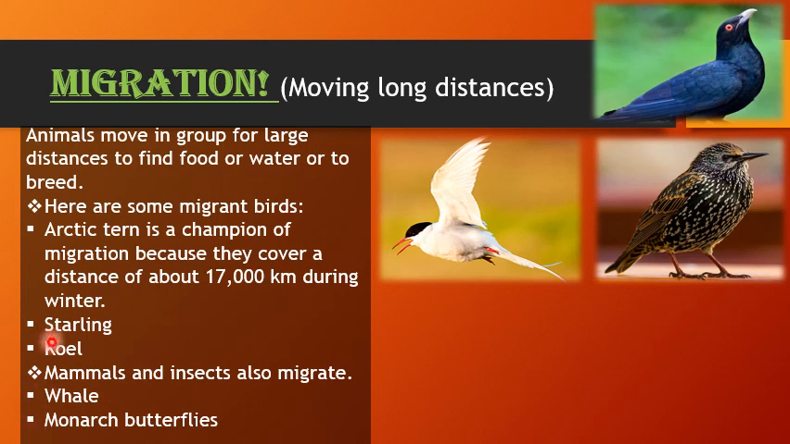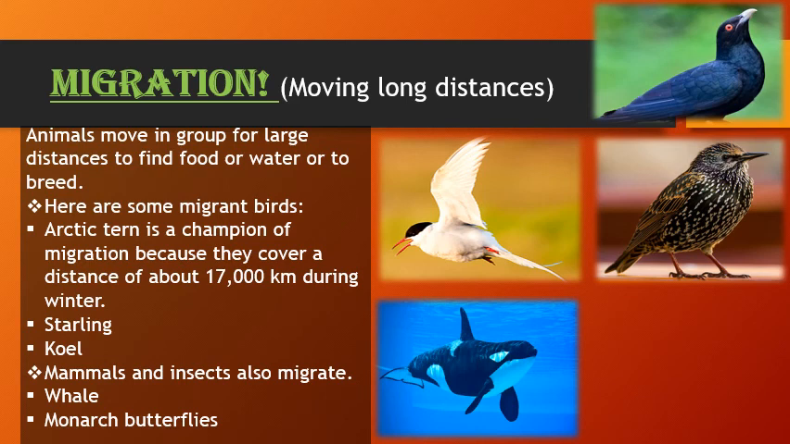Apart from birds, there are some mammals and insects that also migrate. If we talk about mammals, there is the example of whale. Whale is not a fish, it's a mammal. How and why, we are not supposed to discuss that. Whale covers a long distance for breeding or for different reasons. This is how a whale looks.